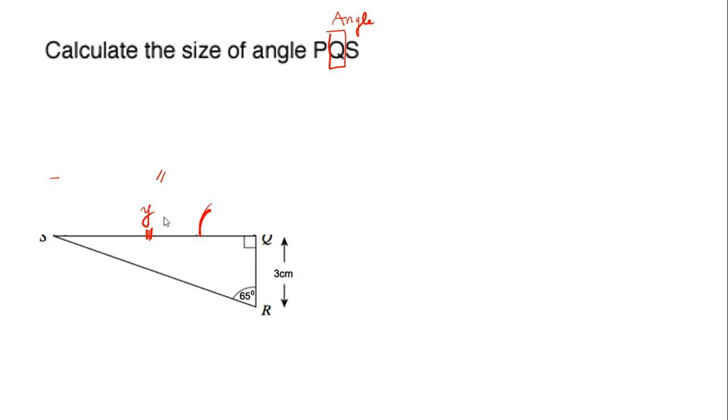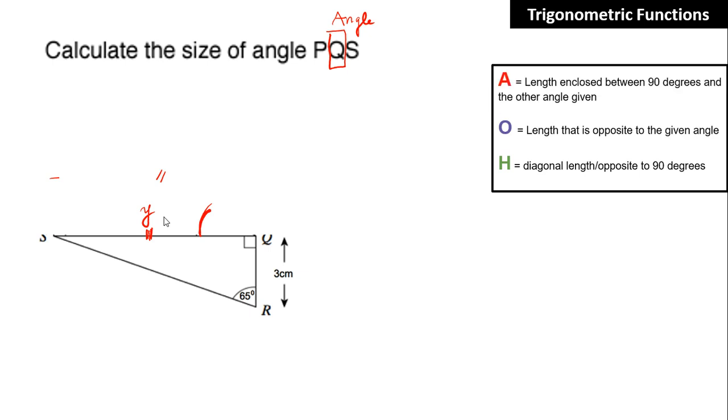Now, how do I go about solving this? We know that we're dealing with trigonometric functions and they're used to find lengths and angles of right angle triangles, and we need to identify which ones are AOH. That is, A is the adjacent, the length that is enclosed between 90 degrees and the angle given, O is the length opposite to the angle, and H is the diagonal length, or the one that's opposite to 90 degrees. And we know that sine theta is opposite over hypotenuse, cos theta is adjacent over hypotenuse, and tan theta is opposite over adjacent.